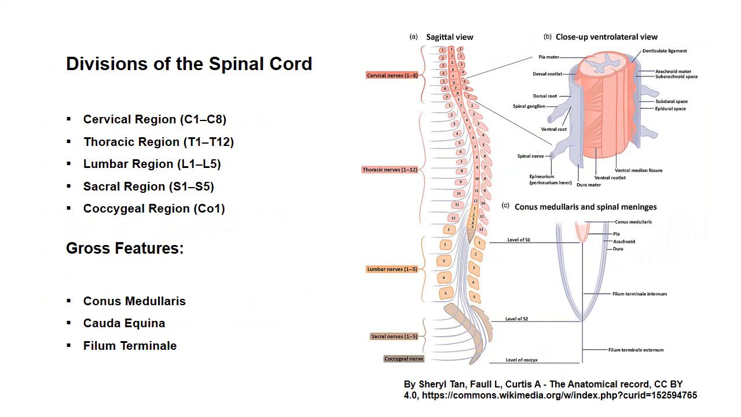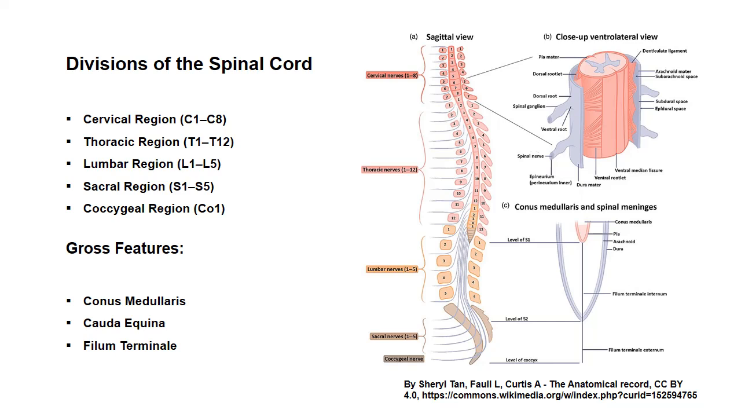The spinal cord is divided into 5 main regions, each giving rise to specific spinal nerves. Cervical, from C1 to C8, 8 pairs of nerves. This region shows a cervical enlargement to supply the upper limbs. Thoracic, T1 to T12, 12 pairs, narrower due to fewer motor neurons.